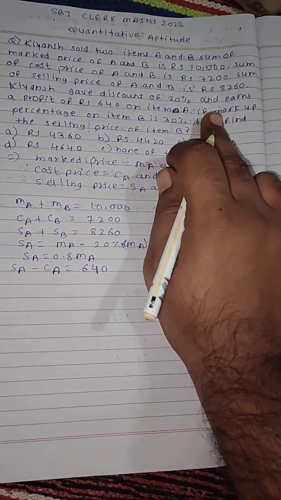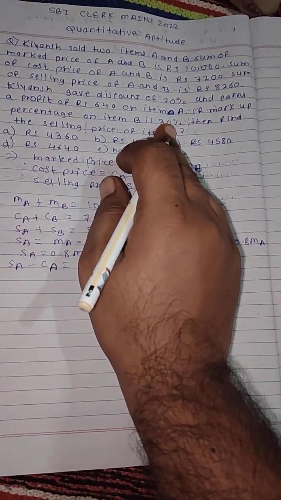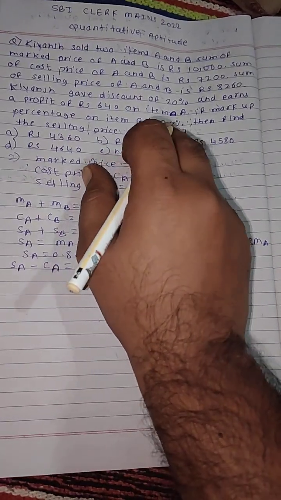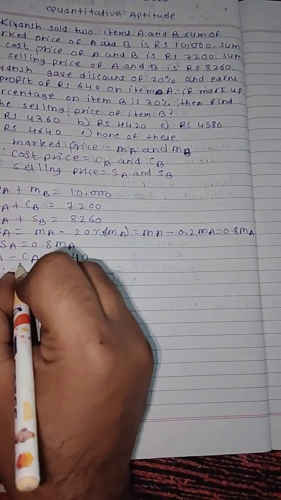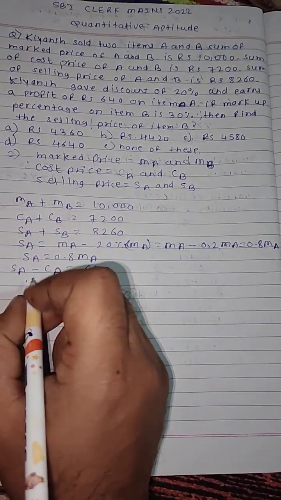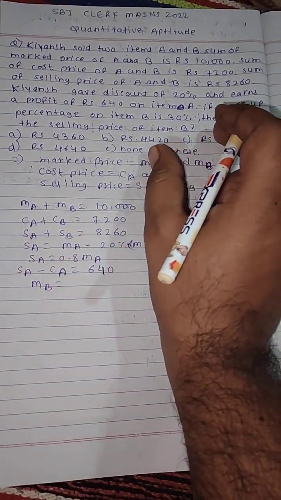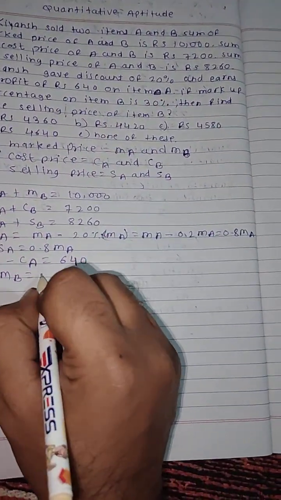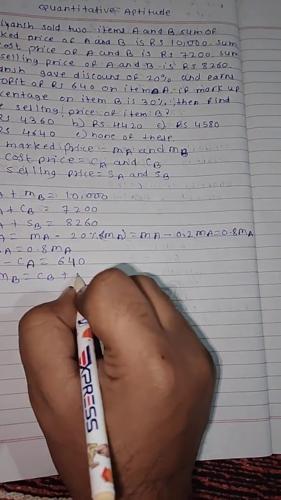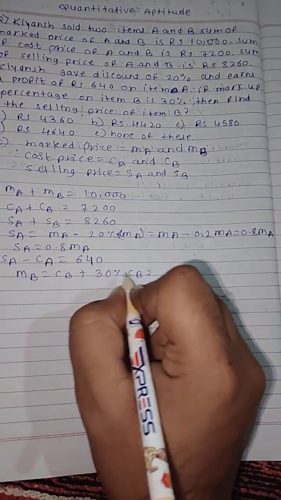Next, the markup percentage on item B is 30%. So we'll write markup percentage, it is the marked price. So the markup price is 30% more. A markup percentage of 30% means it is the cost price plus 30% of the cost price. That is the meaning.